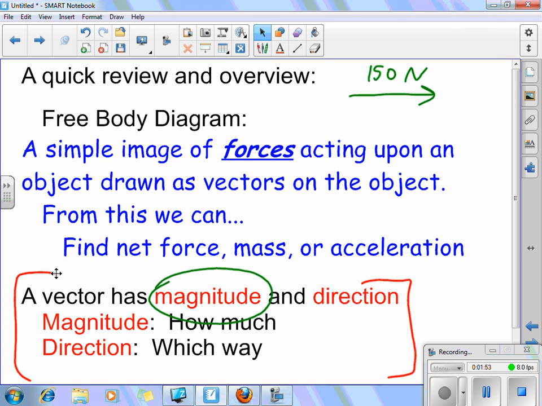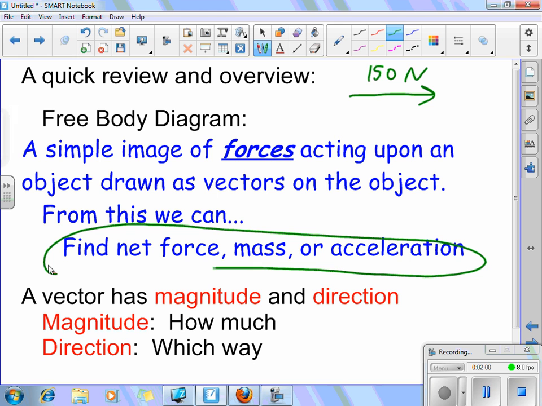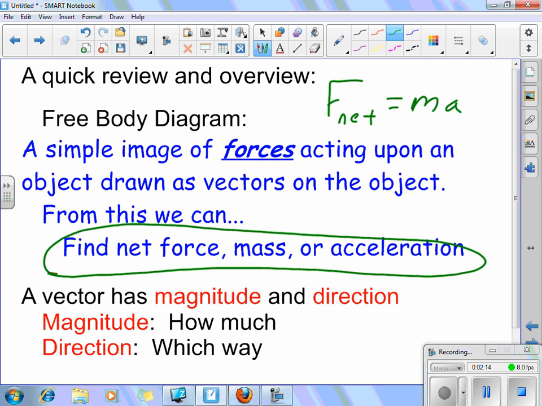What we're going to be able to do by drawing these free body diagrams is we're going to be able to find net force, mass, or acceleration, any number of those different things. That's kind of the idea. So as we go through this, keep these ideas in mind, and please do not forget net force. If there is a net force, it will produce an acceleration, and that acceleration is calculated using this equation. And by the way, this would be Newton's second law.